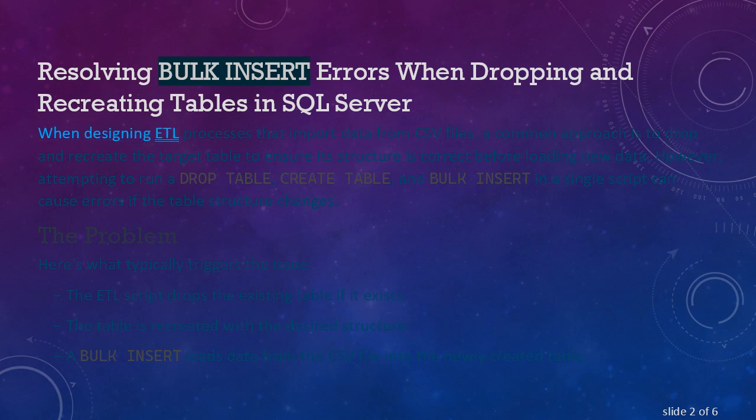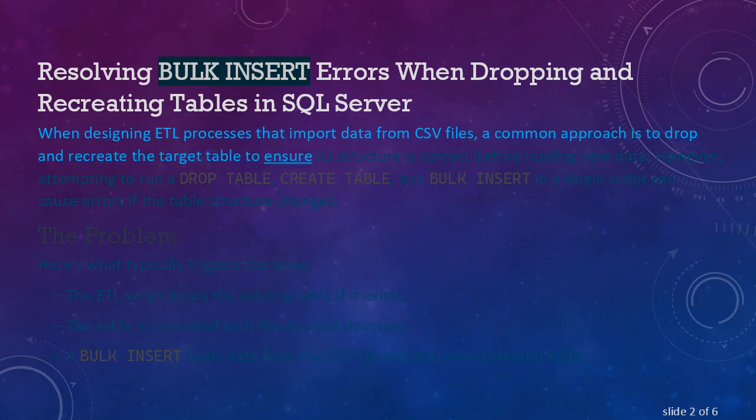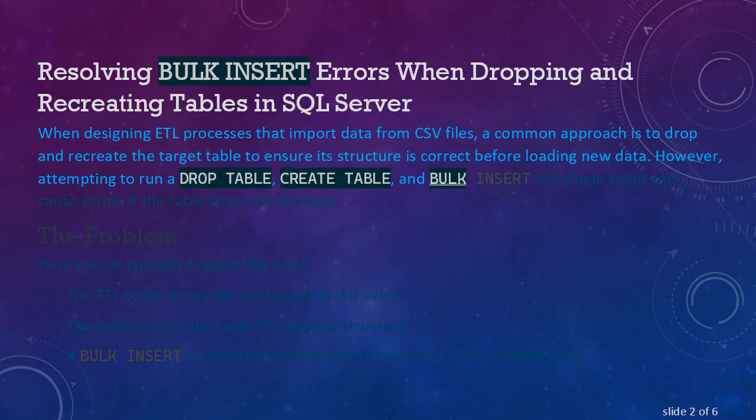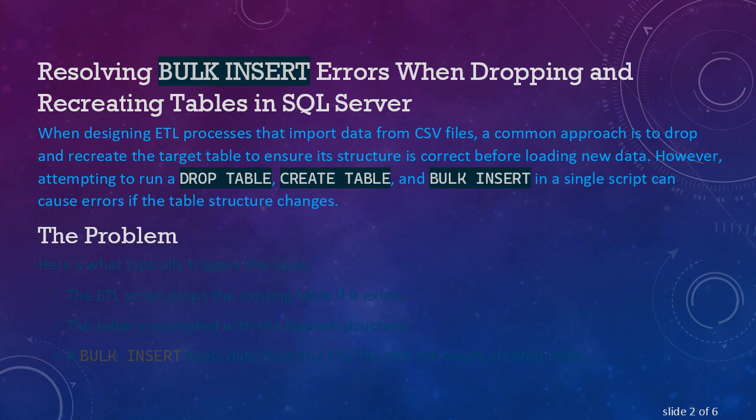When designing ETL processes that import data from CSV files, a common approach is to drop and recreate the target table to ensure its structure is correct before loading new data. However, attempting to run a drop table, create table, and bulk insert in a single script can cause errors if the table structure changes. The problem.